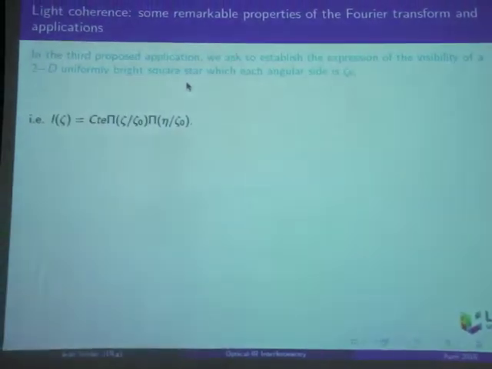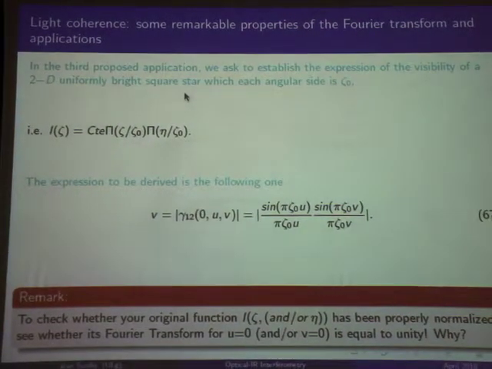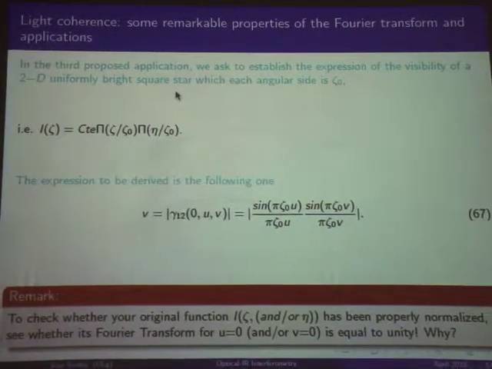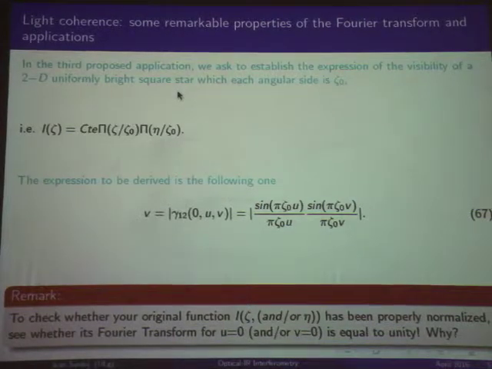Now, this one we did. You came to the blackboard and made it. And now I just make a remark: to check whether your original function I, which depends on zeta and or eta, has been properly normalized, see whether its Fourier transform for u equals 0 and or v equals 0 is equal to unity.